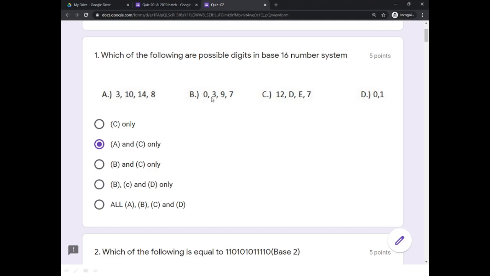Therefore, A is incorrect, C is incorrect. The correct answers are B and D. B and D, we don't have the answer. There's a small problem in the question. So B and D are the answers.